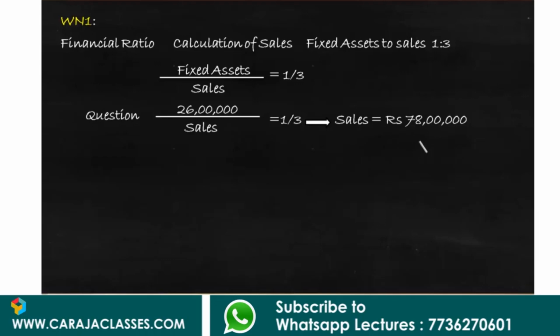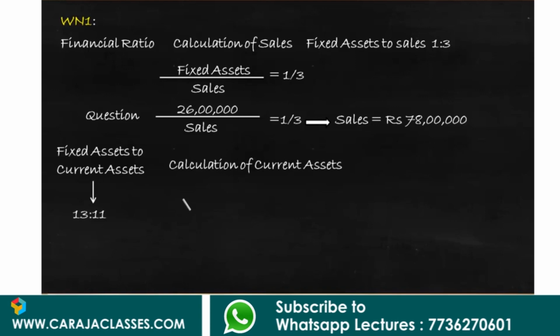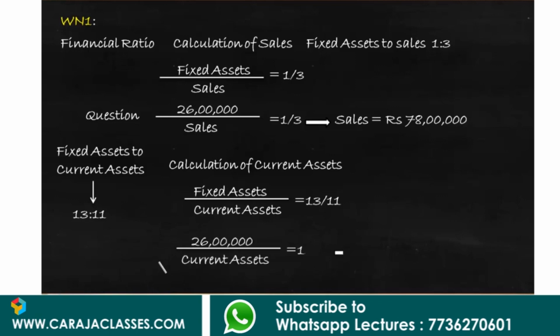And in the question we had another piece of information. Fixed assets to current assets ratio is 13:11. With that we can find current assets. That is, fixed assets divided by current assets is equal to 13/11. We know fixed assets, which is 26 lakh. So 26 lakh divided by current assets is equal to 13/11, and current assets is equal to 22 lakh. So we have found current assets.